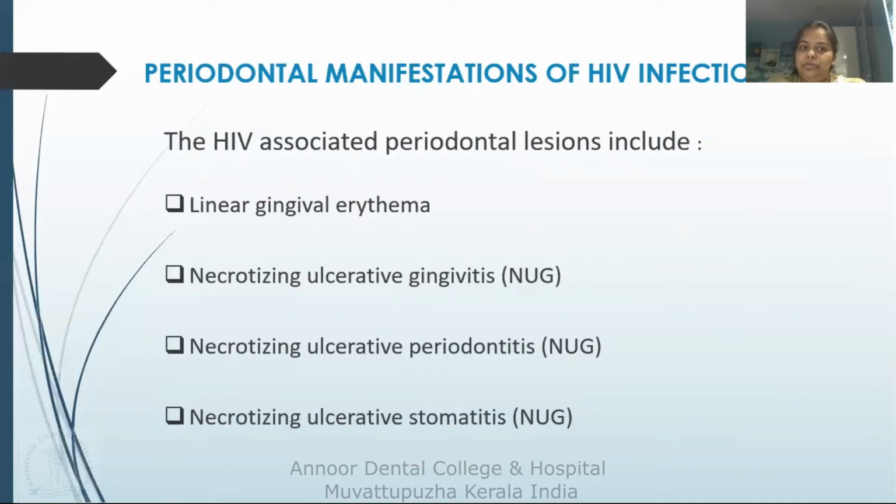Now, that was the general idea about the HIV virus and AIDS patients. And now we come to, what are the periodontal manifestations of such patients? What are the periodontal lesions which usually come for HIV infected patients? Before, in 1993, there was a classification. These HIV associated periodontal lesions were classified as HIV associated gingivitis, HIV associated periodontitis, necrotizing ulcerative gingivitis, and stomatitis.